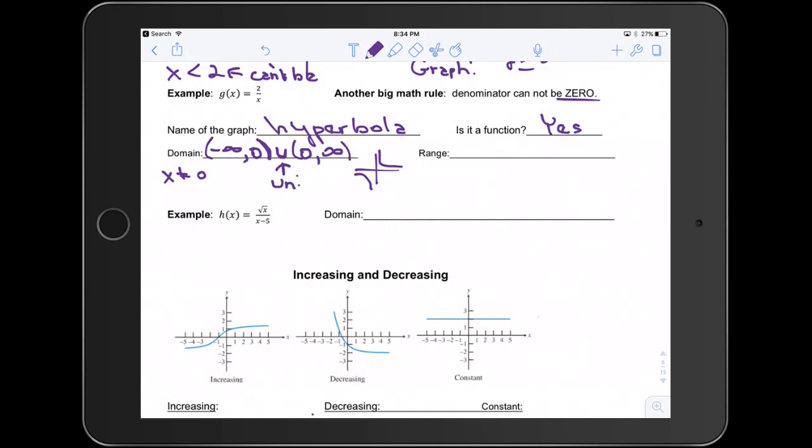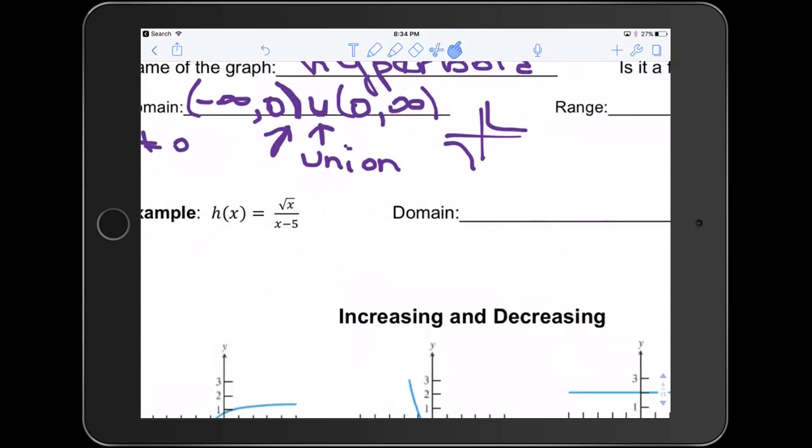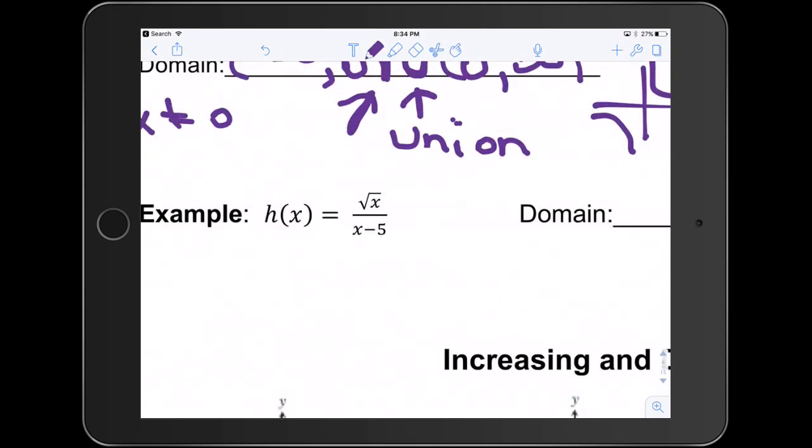And hopefully you've been exposed a little bit to that, but if not, that's okay. That's a union. And again, this parenthesis right there, and I'm going to make this big so I can write it semi-neat, means not including 0. And that's kind of a big deal.